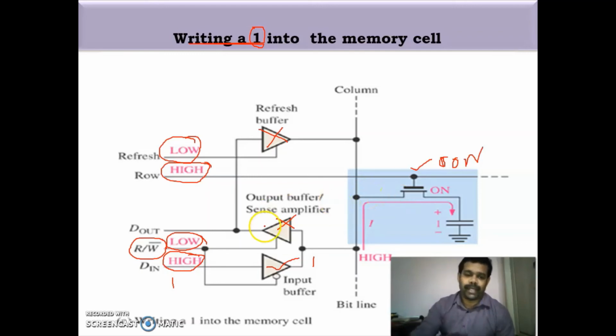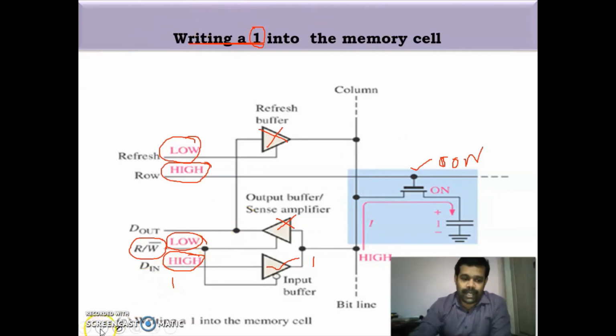If we make that row line low, then this capacitor will be disconnected from this transistor, and that 1 will be stored in the capacitor. This is nothing but writing 1 into the memory cell.